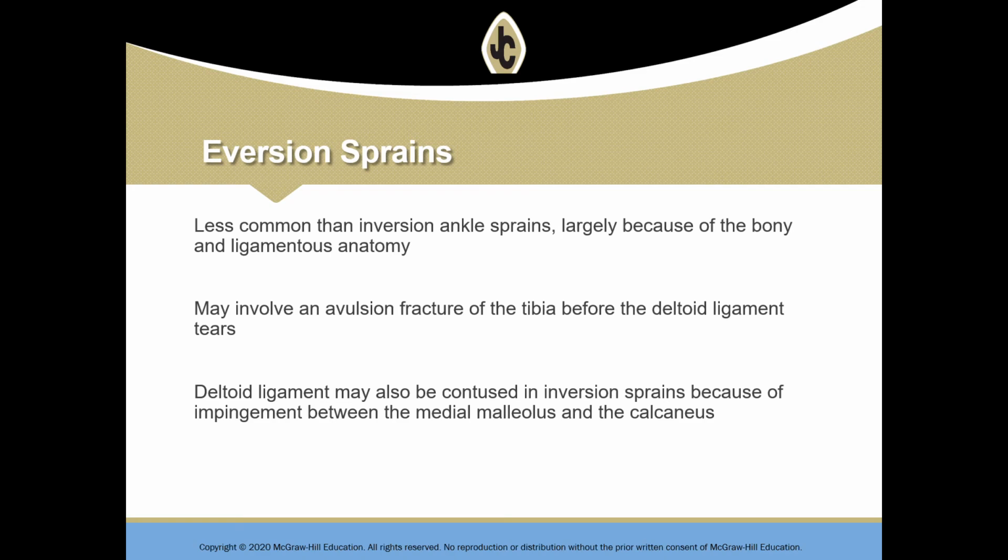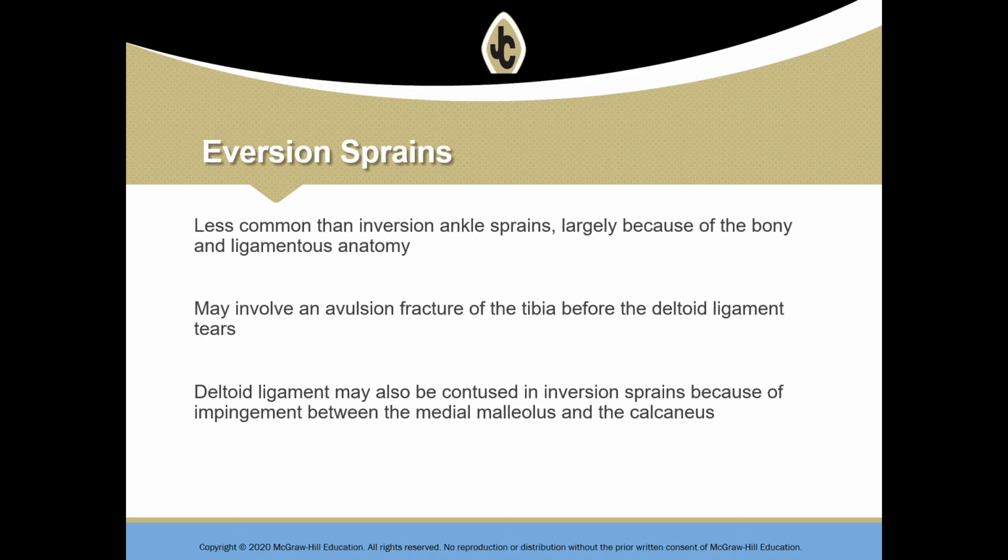Eversion ankle sprains are less common. And the reason they are less common is if you take a minute to look back at the anatomy, you notice that the tibia does not extend as far down into the ankle joint as the fibula does, and it allows more motion to come inversion versus eversion.